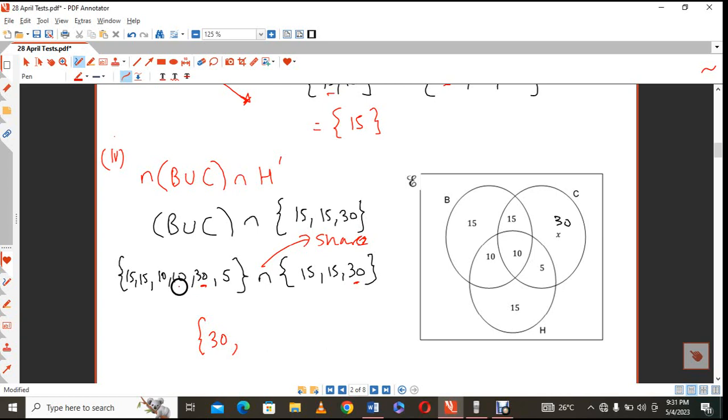They're also sharing a 15. Can you see that? So you only write it once. You do not write it twice. Okay, the 15, because you only write it once. So they're sharing a 15, and they're sharing, what is it? The 30.